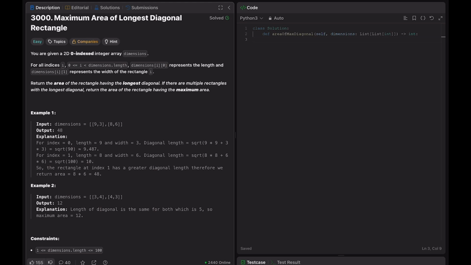When you have multiple dimensions having the same diagonal, here the diagonal will be the same for both, which is 5. So our maximum area is 3 fours are 12.